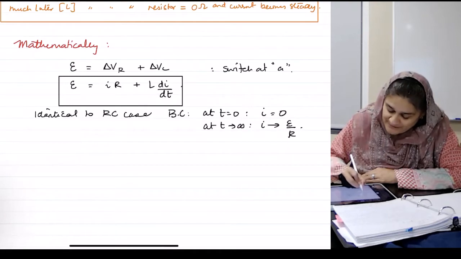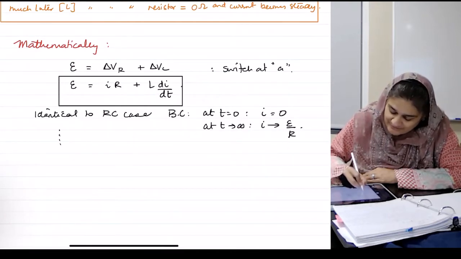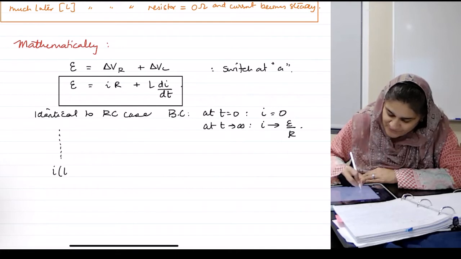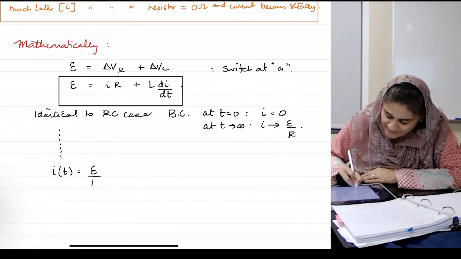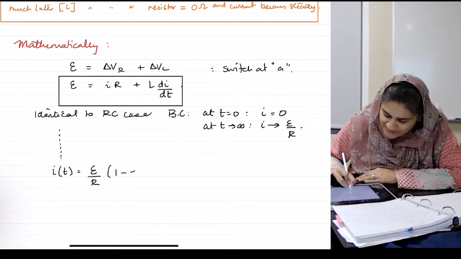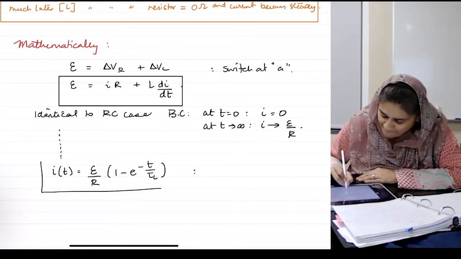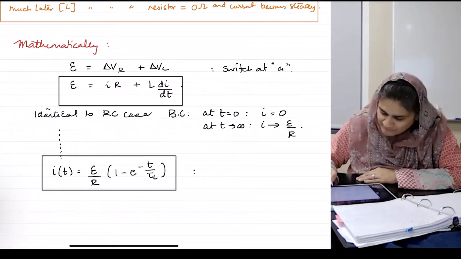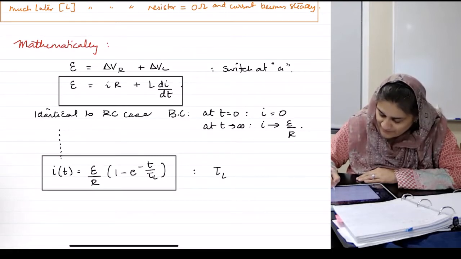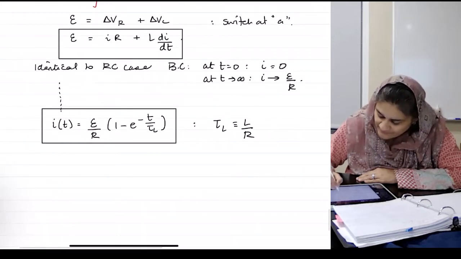but my final result for homework to derive that, I equals E over R times (1 minus e to the minus t over tau L), where tau L is defined as L over R, and it is called the inductive time constant.